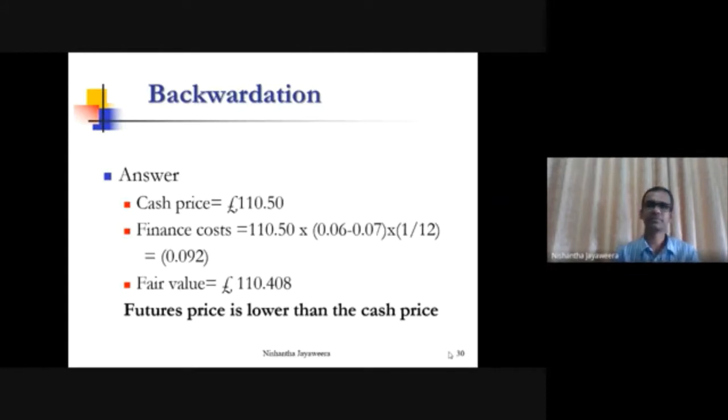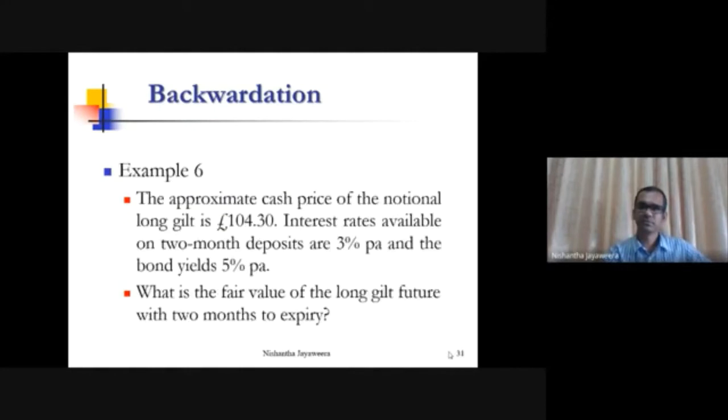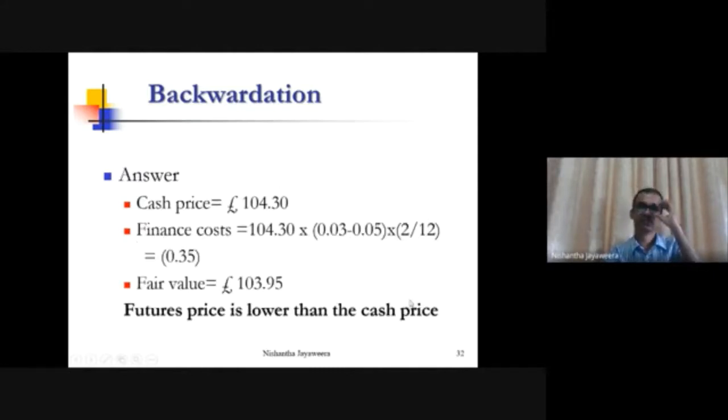Is it clear? There's another example. Even here you should get something lower than 104.30 because the short-term rate is 3% and the bond yield is 5%. So you get 103.95. Futures price is lower than the cash price. I think it's very straightforward now because we did a few calculations.